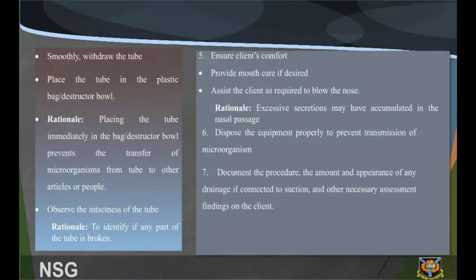Smoothly withdraw the tube. Place the tube in the plastic bag or destructor bowl. Rationale: placing the tube immediately in the bag or destructor bowl prevents the transfer of microorganisms from the tube to other articles or people. Observe the intactness of the tube to identify if any part of the tube is broken.